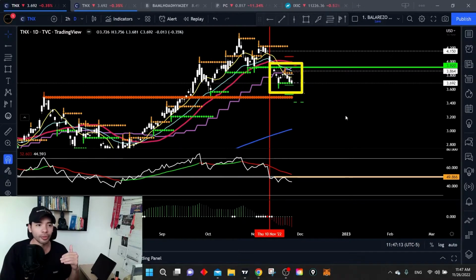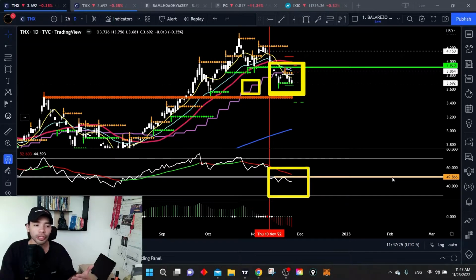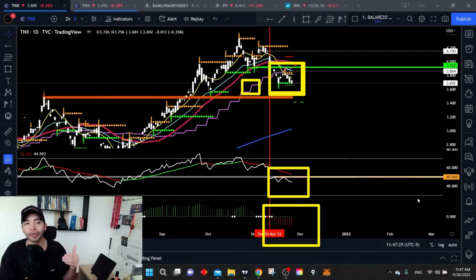You can see that price right here is below all the moving averages that I watch. We're also below that 10 week, which is again the same as the 50 daily moving average, which is the purple line right here. And you can see that the trend oscillator is below the midline. And we also have a squeeze that is firing to the downside.